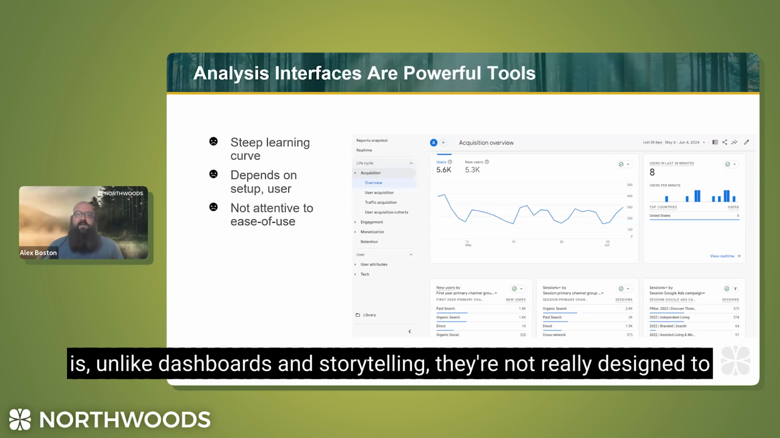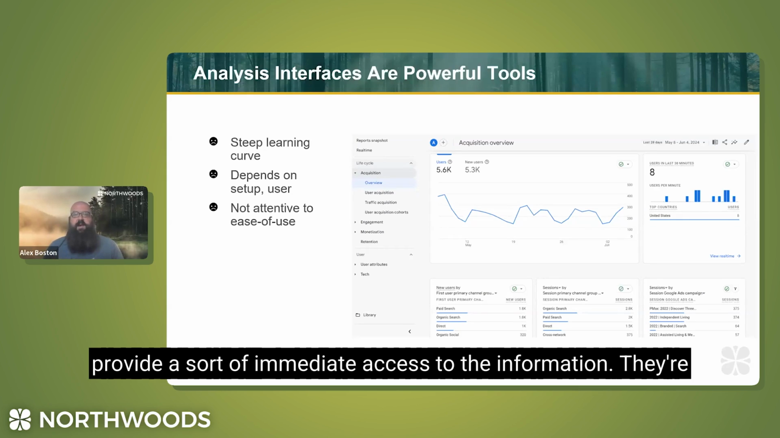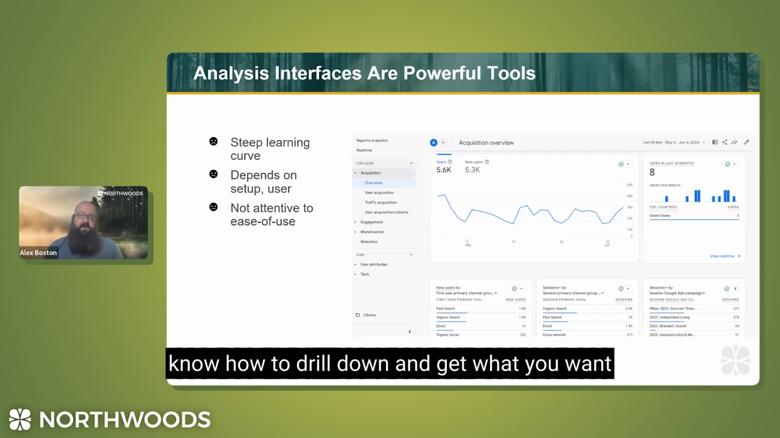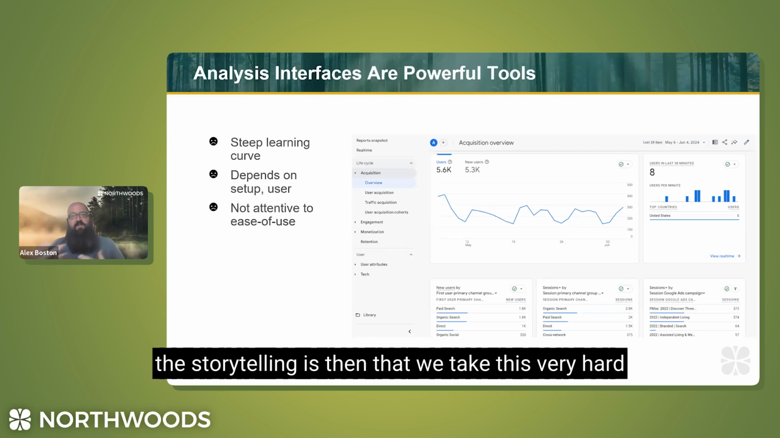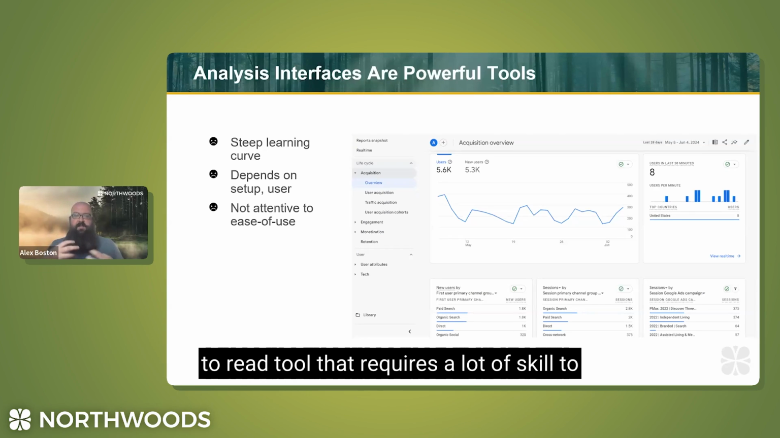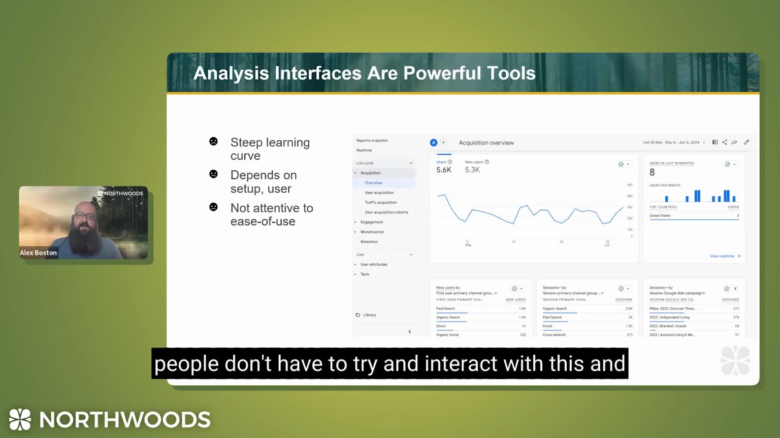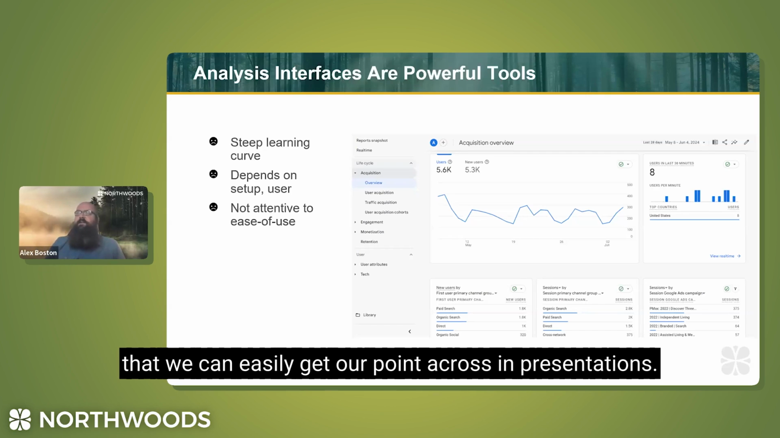The other thing is, unlike dashboards and storytelling, they're not really designed to provide immediate access to the information. They're about providing all of the information, and you have to know how to drill down and get what you want out of it. So the idea behind dashboards and storytelling is that we take this very hard to read tool that requires a lot of skill to understand, set up and interpret, and turn it into something so people don't have to interact with it, and we can easily get our point across in presentations.